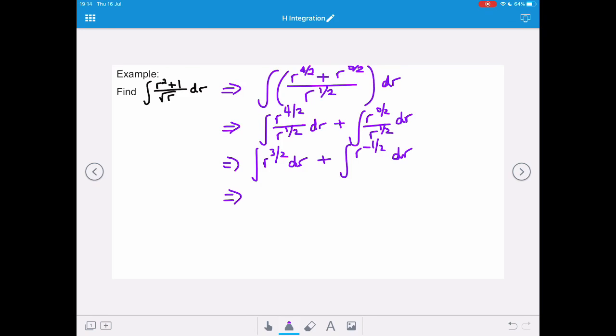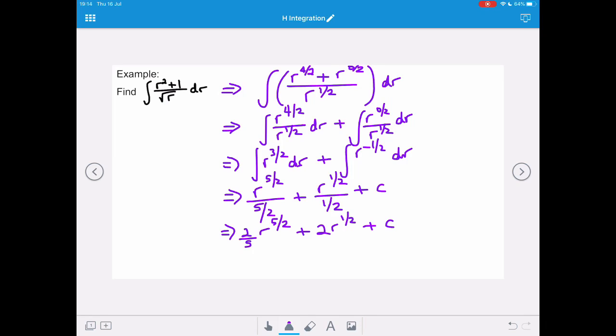Then we're going to apply our rules of integration. We're going to raise the power. So r to the power of 3 over 2 plus 1 is r to the power of 5 over 2 divided by 5 over 2 plus r to the power of a half over a half plus c. And that is simplified to 2/5 of r to the power of 5 over 2 plus 2 times r to the power of a half plus c.